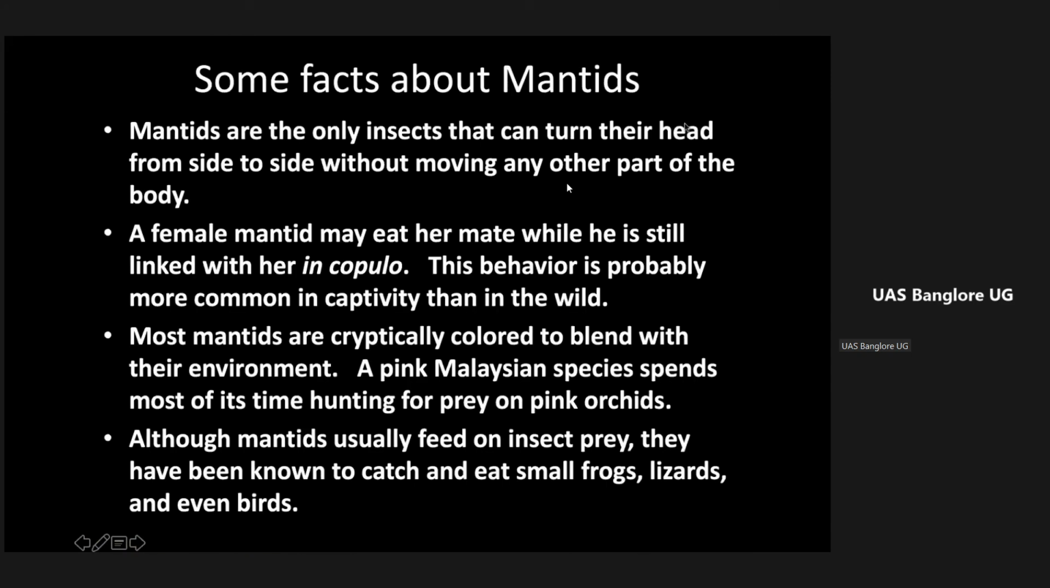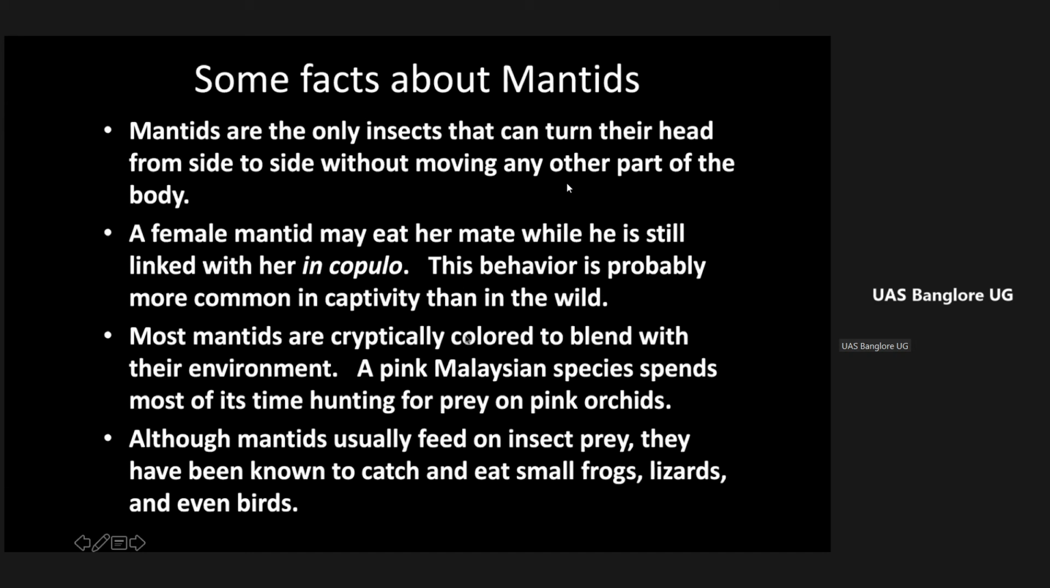And I was also telling you some facts. Mantids are the only insects which can turn their heads side to side without moving any part of the body. So they can rotate completely like your owls. And female mantids eat their mate while he is still linked with her in copula. So even the females will eat their own mate while the male is mating. This behavior is probably more common in captivity than in the wild. So usually that is what happens.